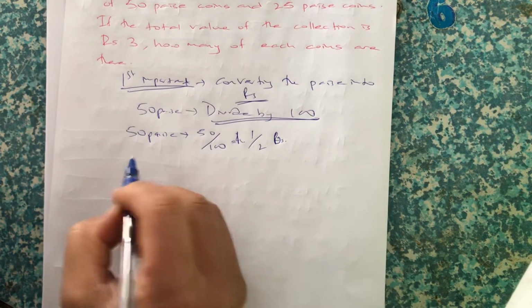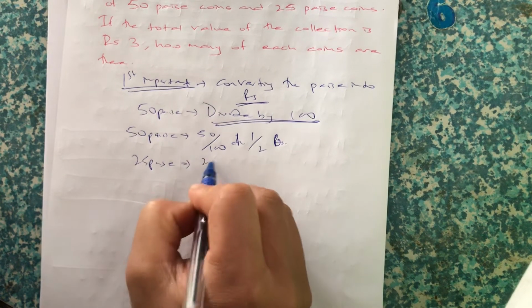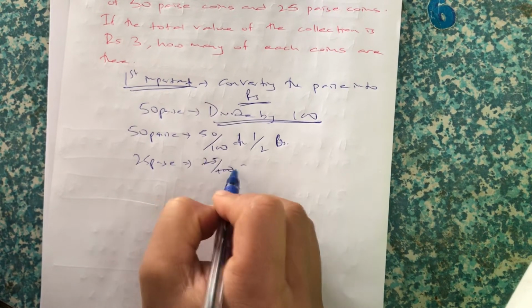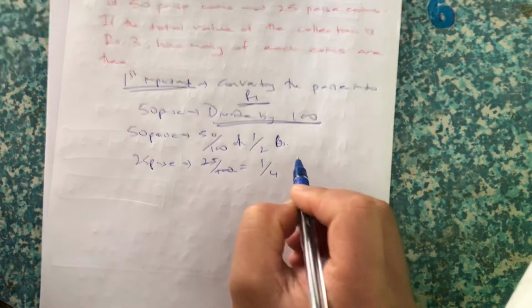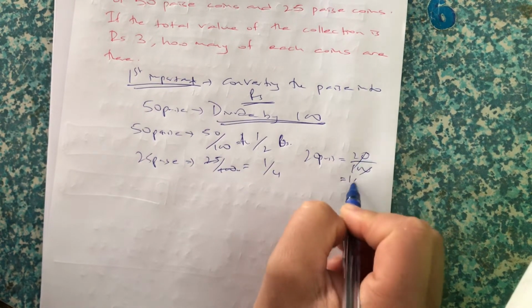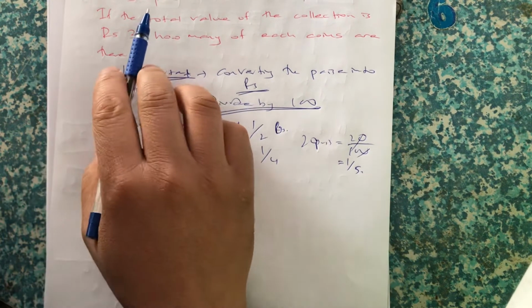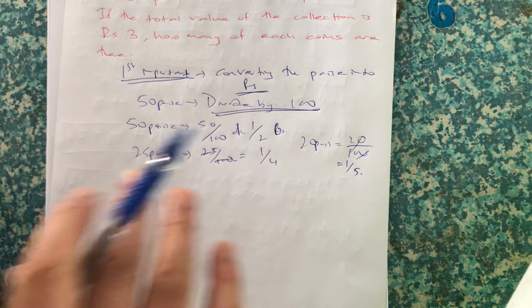Clear? If I have 25 paise, I do 25 by 100, which comes out to be 1 by 4. If I have 20 paise, then I do 20 by 100, which comes out to be 1 by 5. Like that, every time, whatever is the paise needs to be converted into rupees.